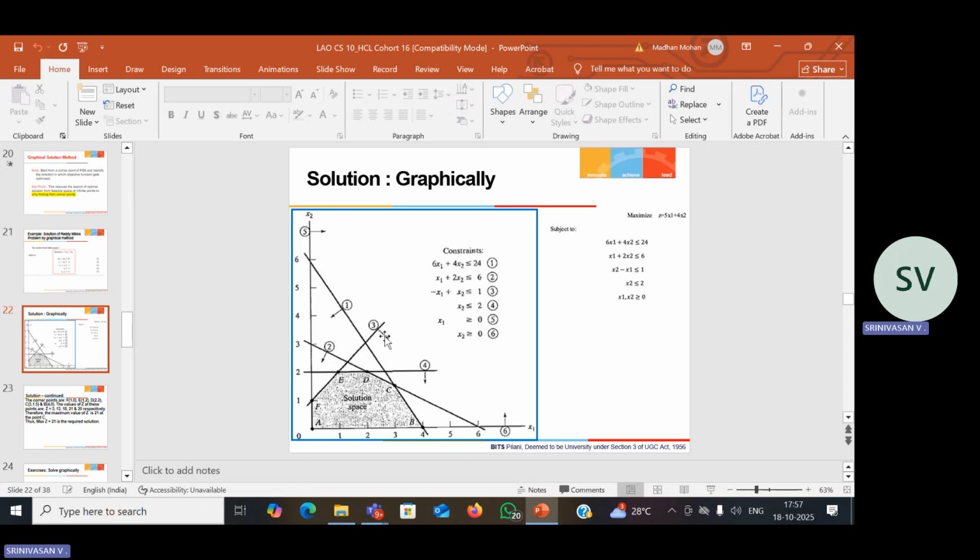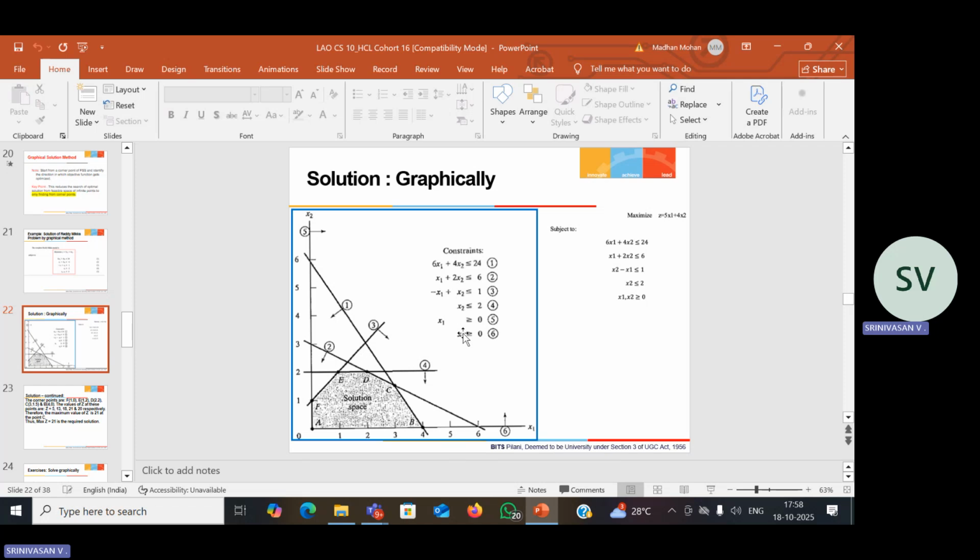And fourth, x2 equal to 2. x2 equal to 2 is a straight line parallel to your x1 axis, at a distance of 2. Thus, you have 4 straight lines: 1, 2, 3, 4. The last two, 5 and 6, are nothing but the decision variables being non-negative.